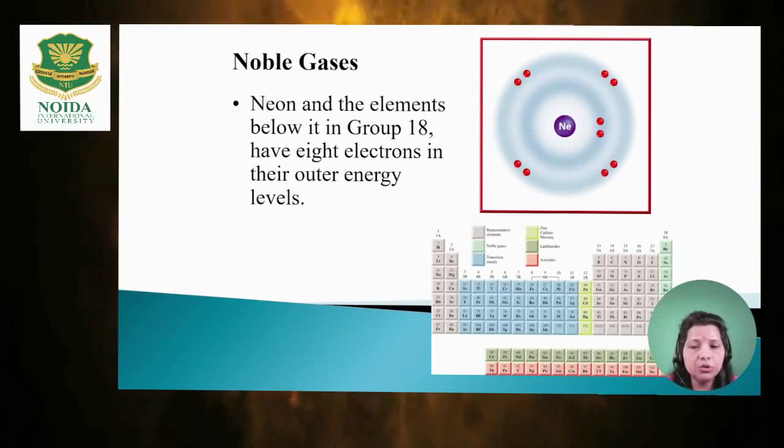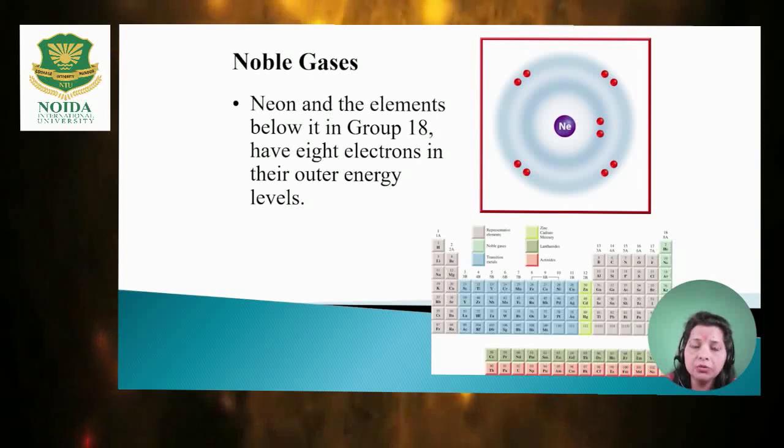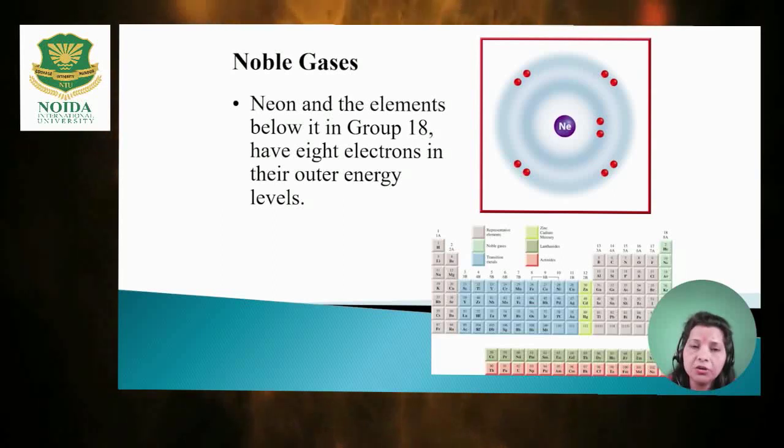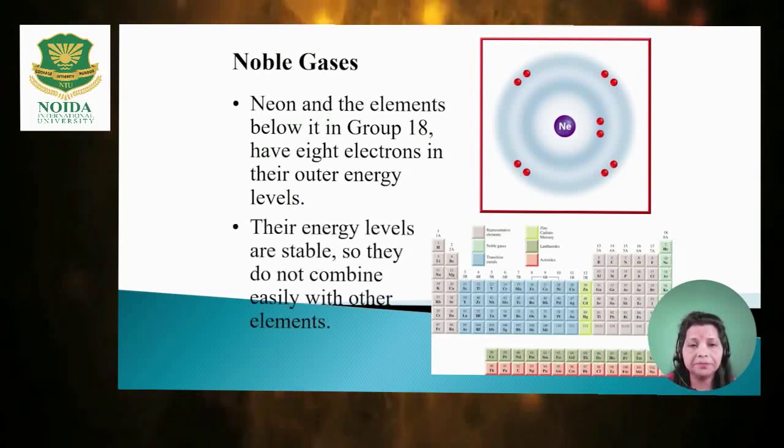The most important are the noble gases. If you look here, these are the noble gases: helium, neon, argon, krypton, and so on. Neon and the elements below it in group 18 have 8 electrons in their outer energy levels, which means they have a complete octet. A complete octet means they are at their lowest energy. They won't react with anyone. That's why, as their energy levels are stable, they do not combine easily with other elements. That's why, as the name indicates, they are noble gases, right?